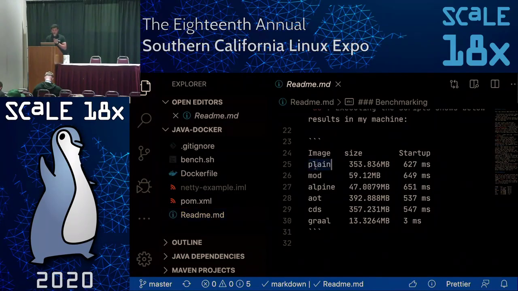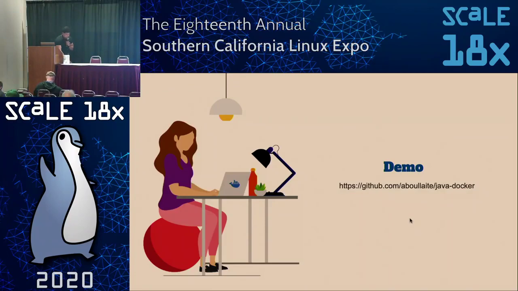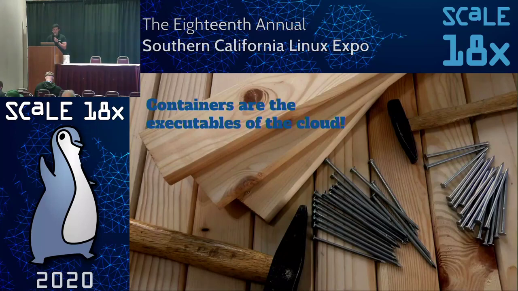So compared to the plain branch, using the modularity, I achieved some improvement in the size of the image. And by using AOT and CDS, I improved the startup time slightly, but using GraalVM, I improved much better in terms of the size of my image and the startup time of my image, which is crazy for a Java application. So those were some techniques to improve the startup time of my application or to reduce the size of my image.